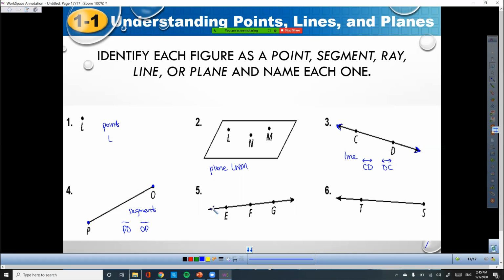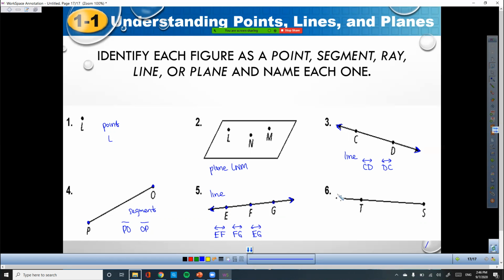Number 5 here, okay, so I have 2 arrowheads. So what did we say this was going to be called? If it has 2 arrowheads, it means that it extends forever in both directions. That means it's a line. And so to name our line, here we have 3 points. But in order for us to name our line, all we need is 2 points on that line. So in this case, this can be called line EF, or FG, or EG. Again, there are many ways we can name this line because all we need is to pick 2 points on that line to name it.